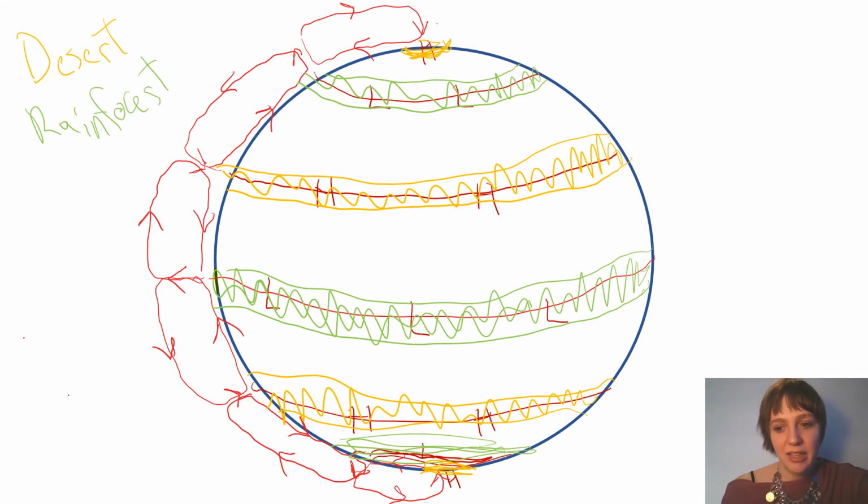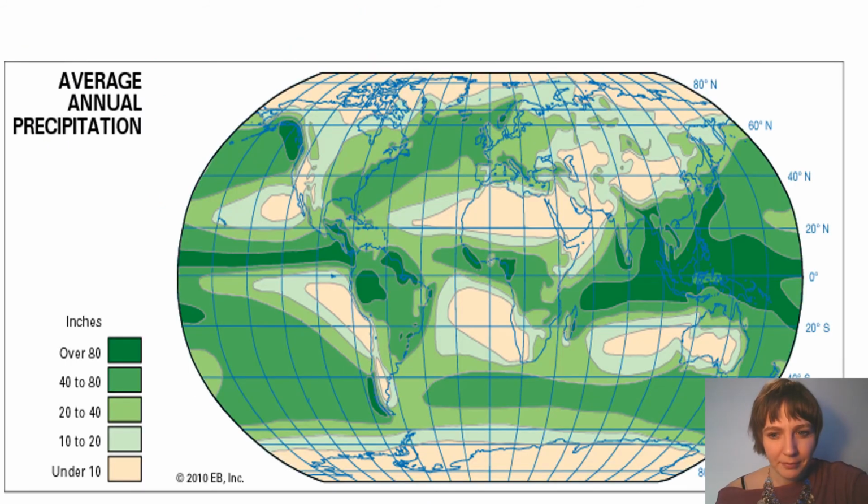Now, like any good scientist, we need to check this against data. So let's go ahead and see what that looks like. Here is a plot of annual average precipitation globally, and we should see a few things, right?